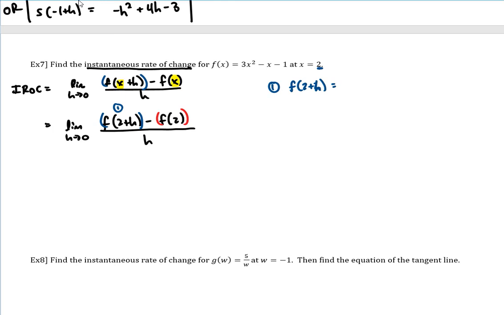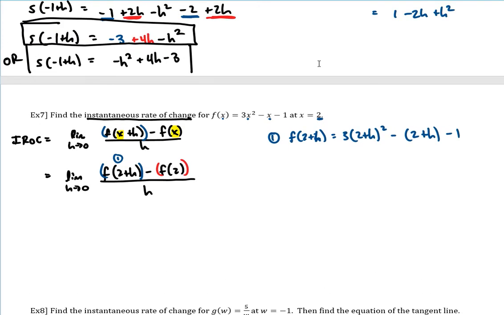And so that is using our f function to change those x's into 2 plus h's. I already did the first one right there. Then I have 3 times (2 plus h) squared minus (2 plus h) minus 1. Again, remember to use the parentheses when you sub in these expressions, because this minus will need to distribute. Okay, anyway, we would need to FOIL this out, the (2 plus h) squared.